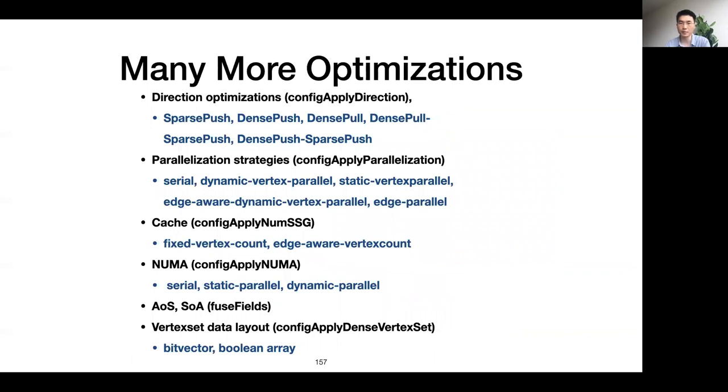And GraphIt supports many more optimizations than just the ones that I've shown in the short example. There are many different directions, different parallelization strategies. You can configure cache and NUMA optimizations. You can also choose the data layout for vertex set using bit vector or Boolean array.